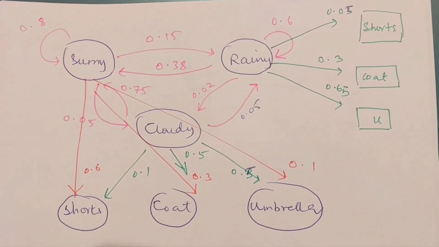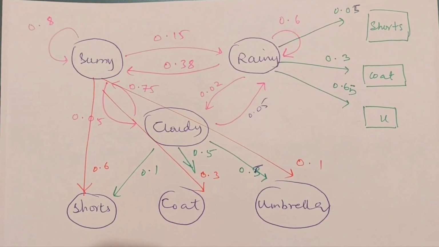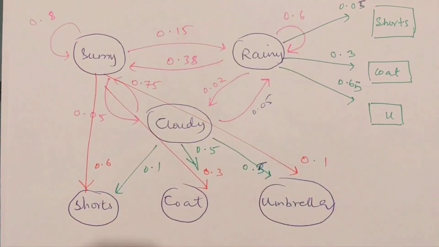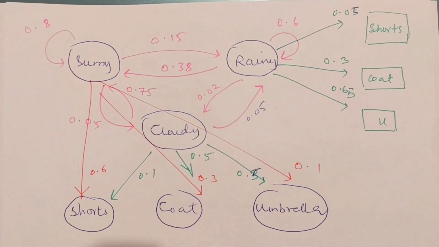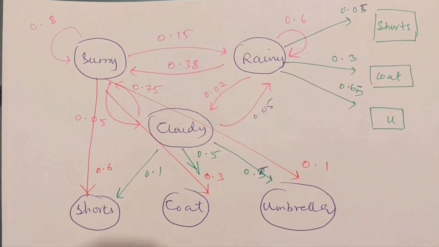Hidden Markov model is different from the discrete Markov model. In discrete Markov model we know about the states, but in hidden Markov model the states are hidden, the states are not visible, and there are some observations on the basis of which we try to predict the states. So let's take an example.